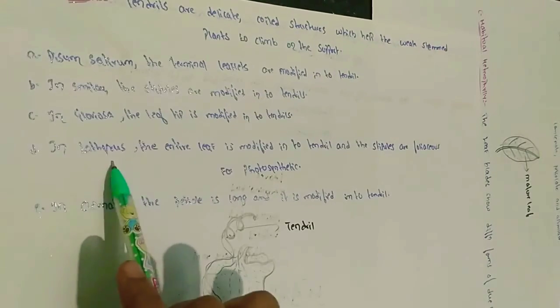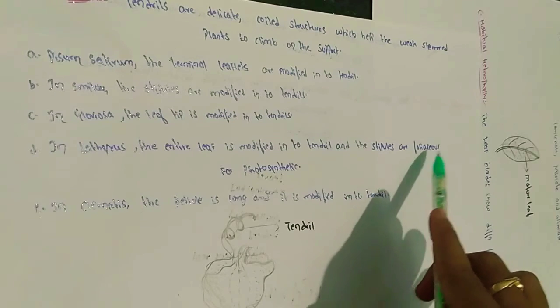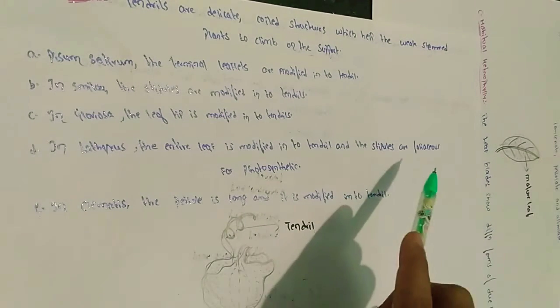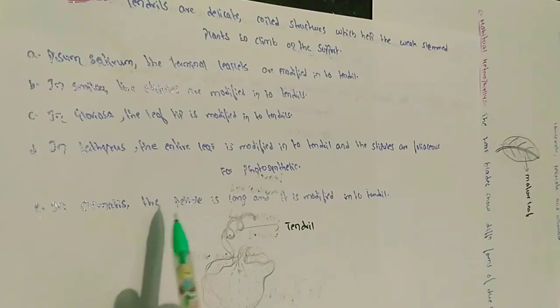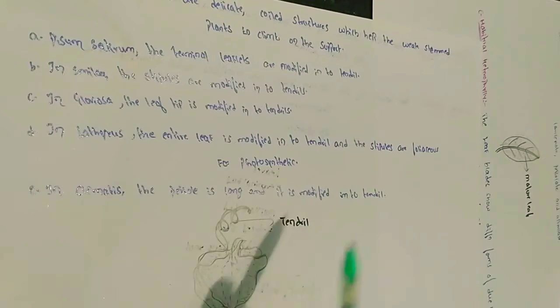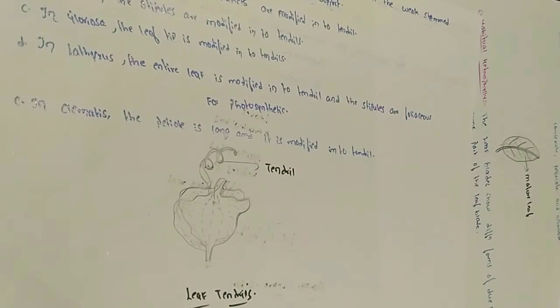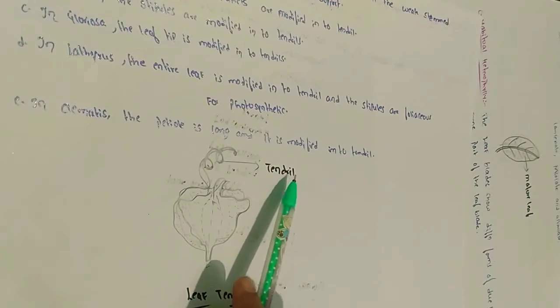In Lathyrus, the entire leaf is modified into a tendril and the stipules are foliaceous. Foliaceous means leaf-like structures for the photosynthetic process. In Clematis, the petiole is long and it is modified into a tendril. It is a leaf tendril type. It helps the plant to climb on the support.